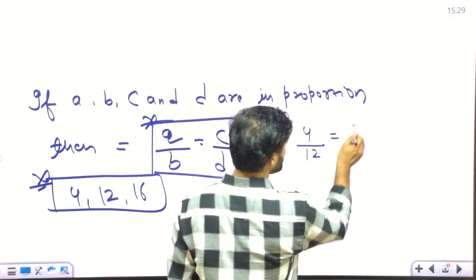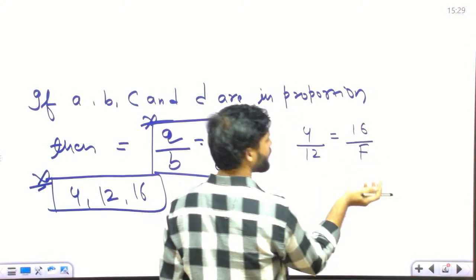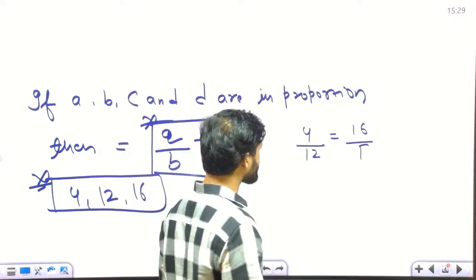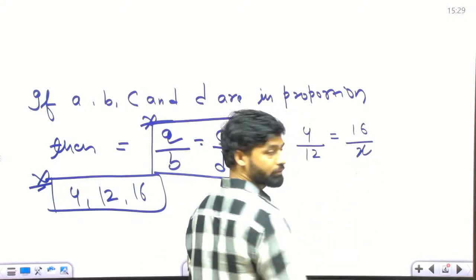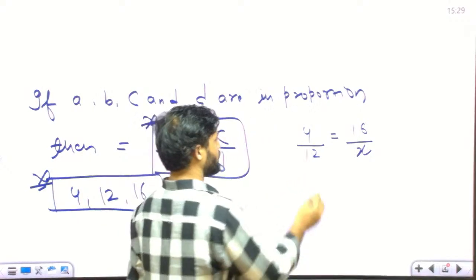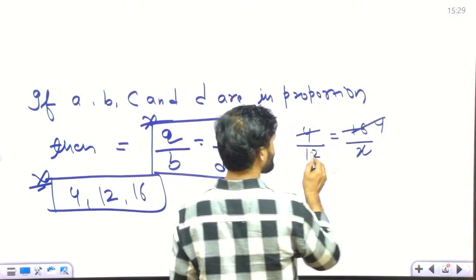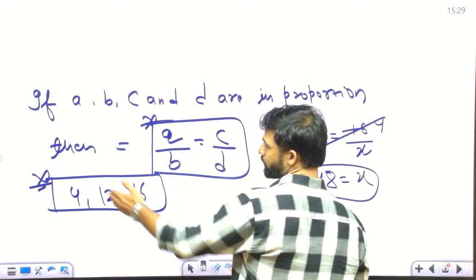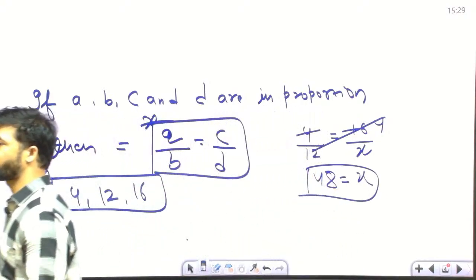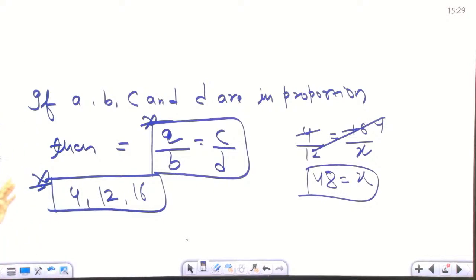Okay. So 4 by 12 equals to 16 by, let's take it x. If you want to take x, then x, because I just don't want any confusion. 4 into x, 12 into 16 will be 192. So the fourth proportion to 4, 12, and 16 is 48. Any problem in this? Okay, it's done now.